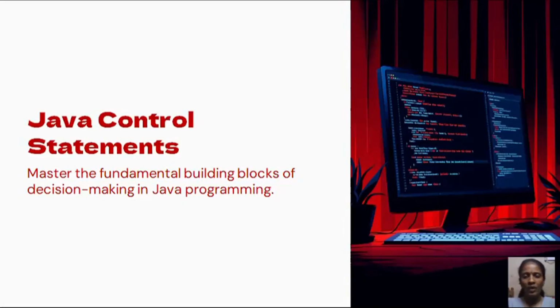In a sequence of program execution, if we are controlling the sequence with the help of any condition, that is called a control statement. There are different types of control statements in Java programming, like simple if statement, if-else statement, nested if, else-if ladder, and switch case statement.